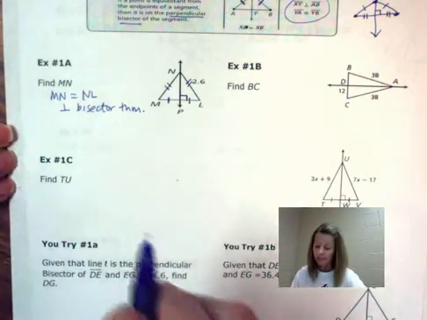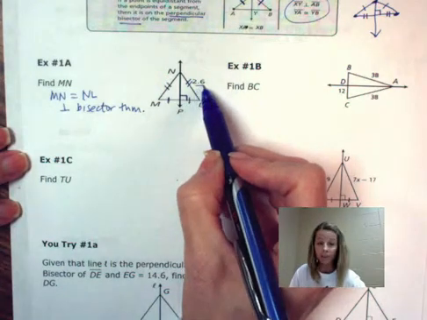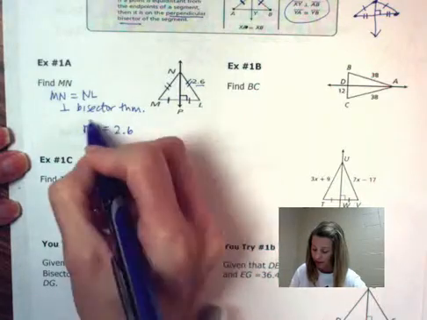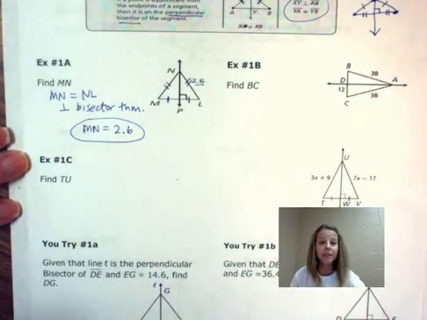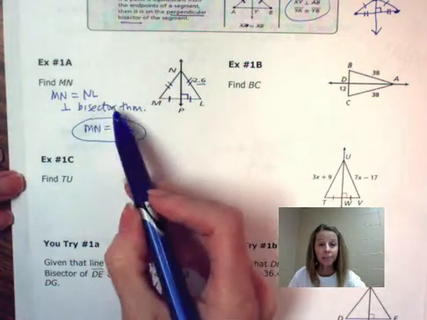So once I recognize that, if I'm trying to find the length of MN and I've marked them equal, it's going to be the same as the 2.6. So MN is equal to 2.6. So I have to have a reason for coming up with the answer for anything in geometry. My reasons are my theorems.